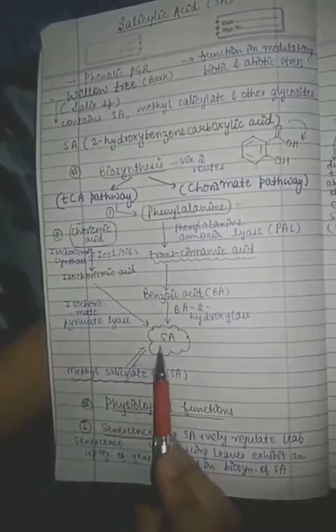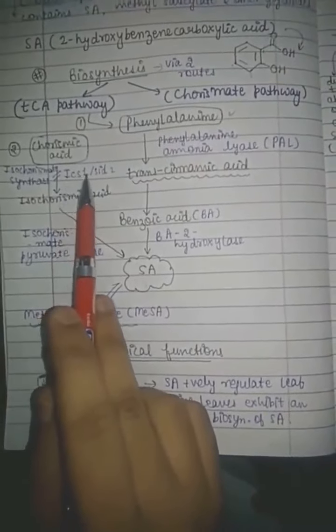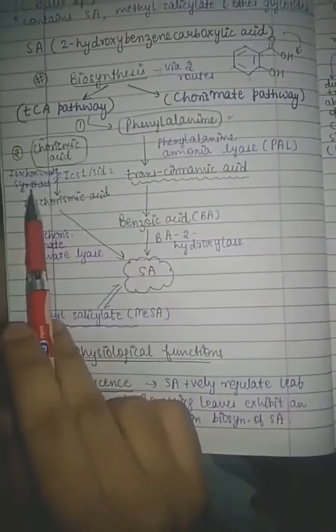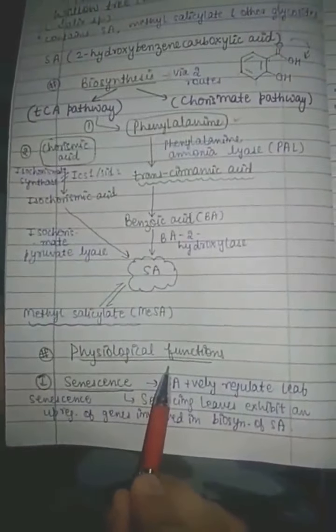In the chorismate pathway, there is an enzyme, isochorismate synthase, also known as ICS1. The mutant of this enzyme would not be able to synthesize salicylic acid, because in the mutant this enzyme is absent. That's why the chorismic acid cannot be converted into isochorismic acid, and hence salicylic acid cannot be synthesized. Now we move on to the physiological functions of salicylic acid.